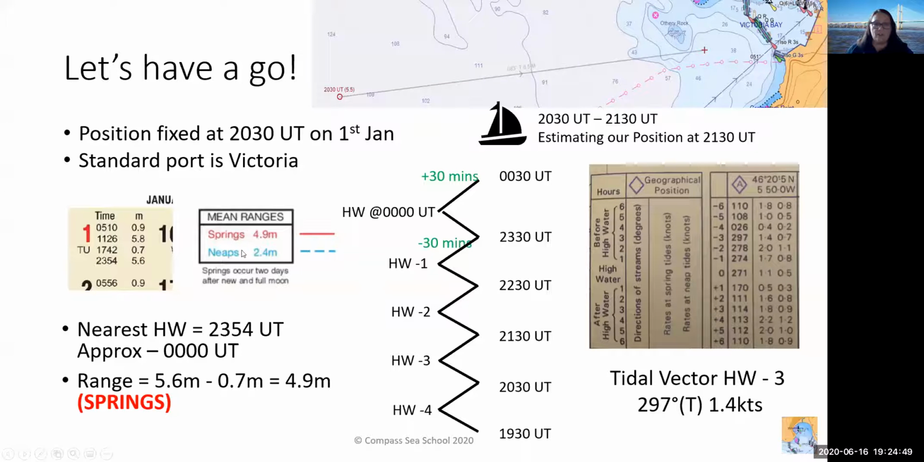Okay, so if we pop back to my calculations, how did we work it out? We went to the right day, we worked out the springs or the neaps, we worked out our sawtooth, we figured out when we wanted our tidal vector to go from and to, and then we went to our tidal diamond and we got the right information, okay? And then we can plot it onto the chart, okay? So all happy with that process, because that's nice and simple when it's a wintertime question.